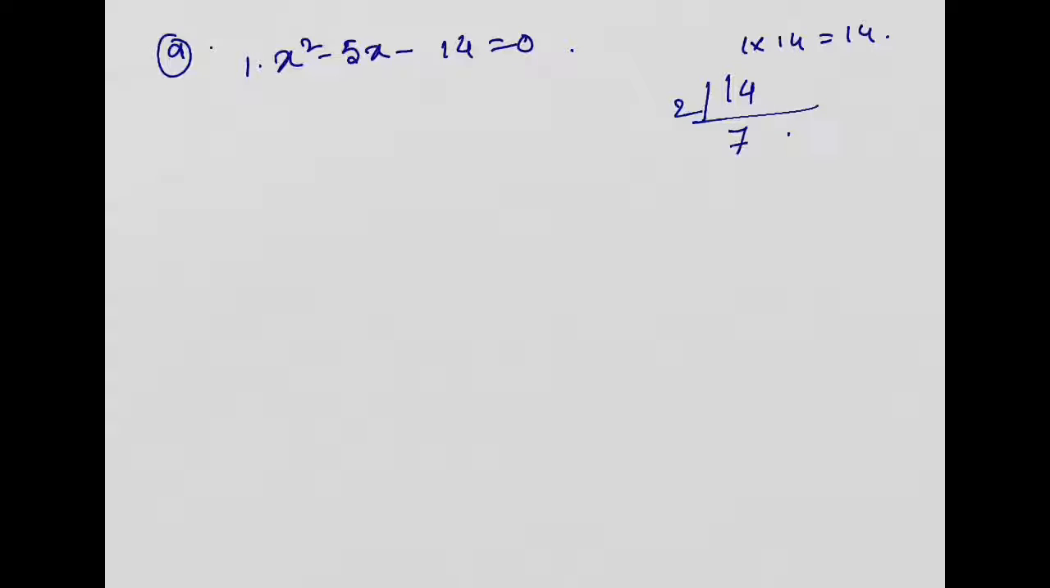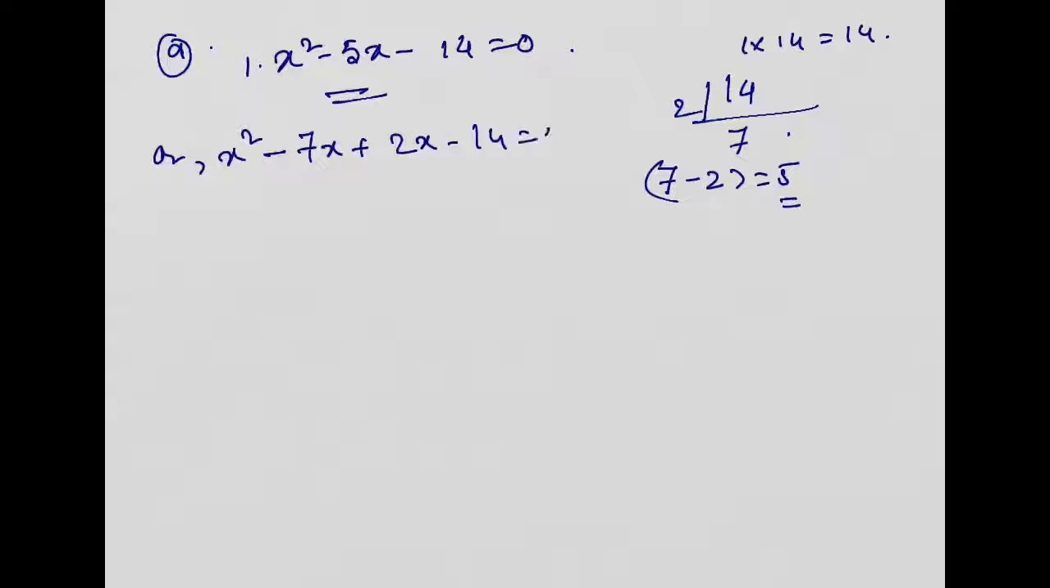2 and 7. Now I can arrange this 2 and 7 like 7 minus 2 to get a 5. This is called the midterm break. So, according to the sign, if I arrange this, I can find x squared minus 7x plus 2x minus 14 equals 0, or (x minus 7)(x plus 2) equals 0.